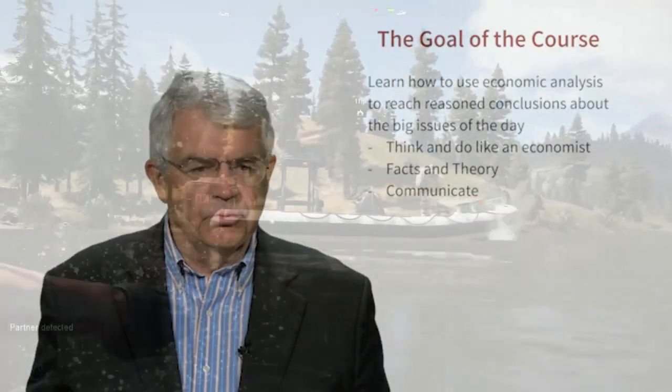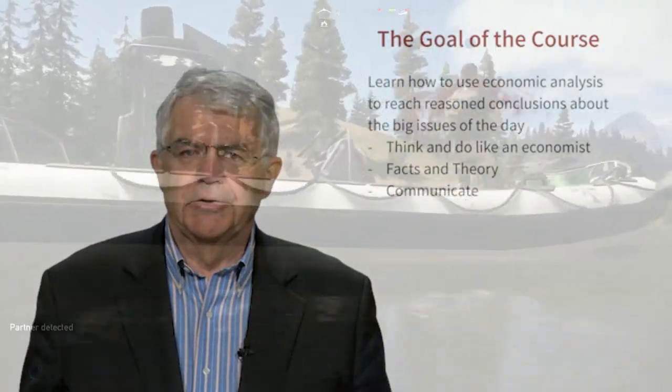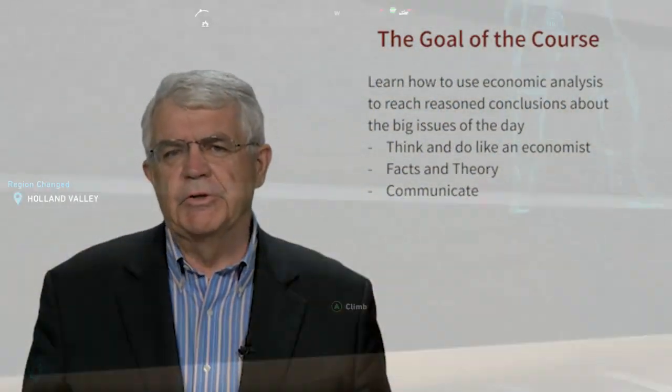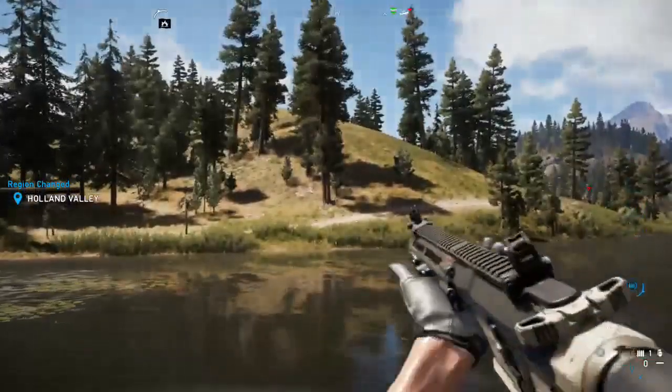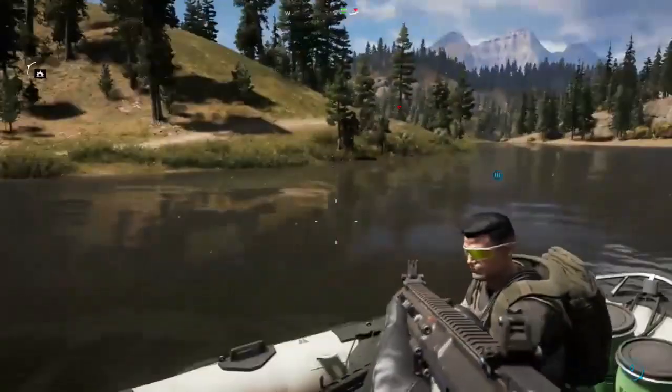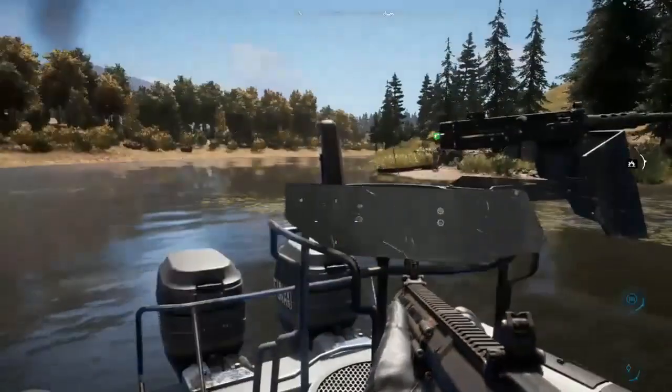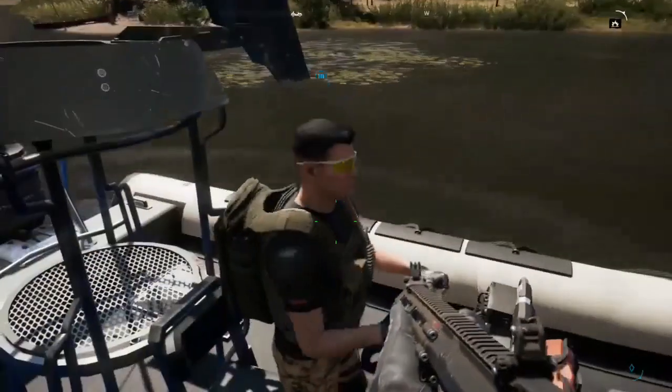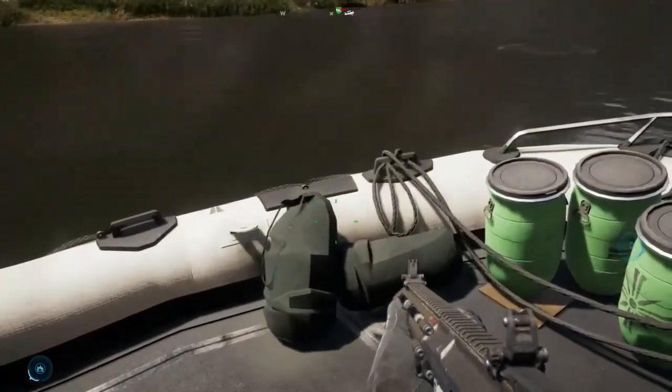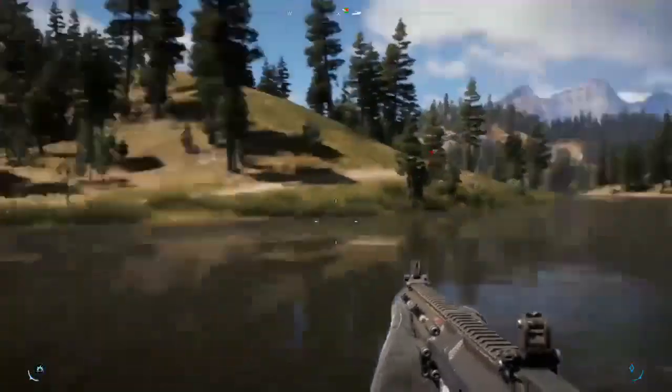In a sense, what you want to do is learn to think like an economist, but not just think like an economist, but do like an economist, to analyze a public policy problem, whether it has to do with healthcare or the Fed, and really do what economists do. Learn to think like an economist. That's the goal, and I think you'll find it fascinating.